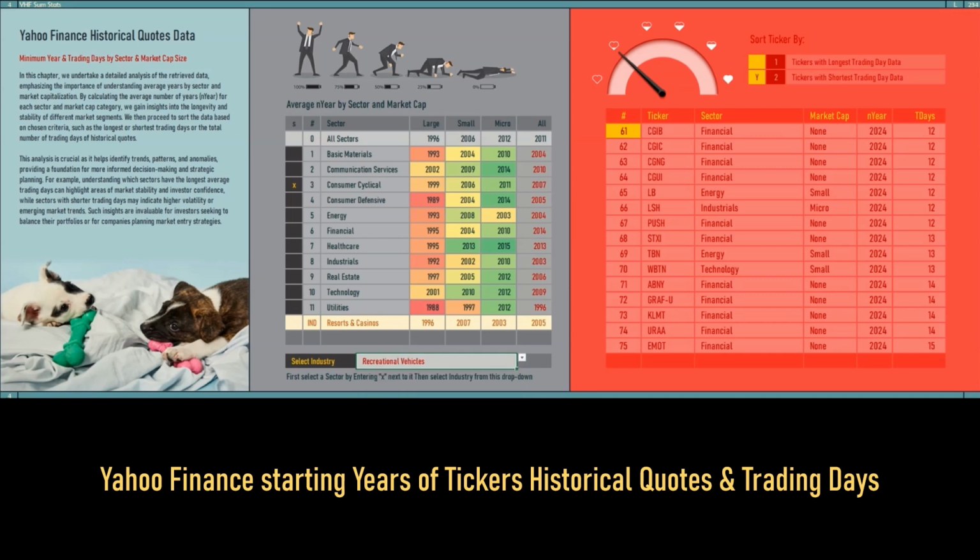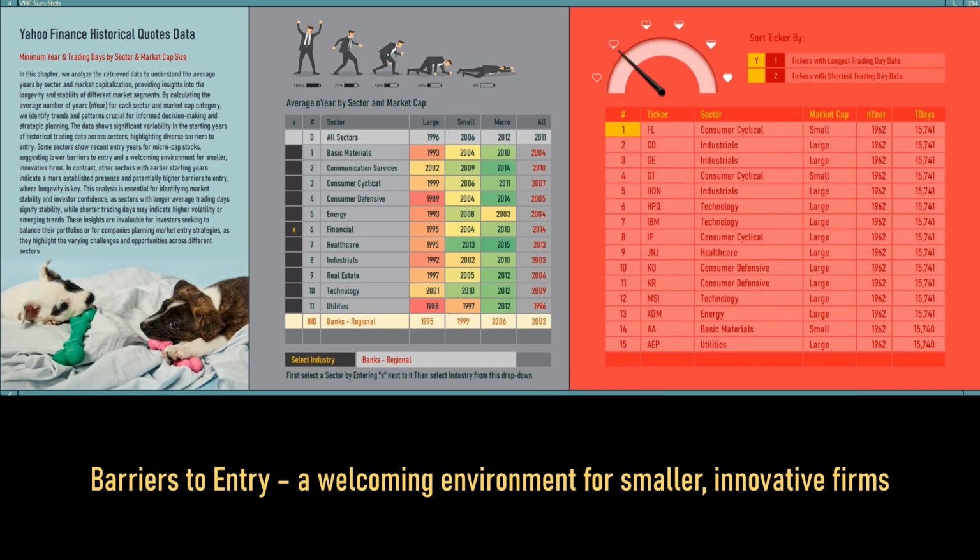This analysis is essential for identifying market stability and investor confidence, as sectors with longer average trading days signify stability, while shorter trading days may indicate higher volatility or emerging trends. These insights are invaluable for investors seeking to balance their portfolios or for companies planning market entry strategies, as they highlight the varying challenges and opportunities across different sectors.